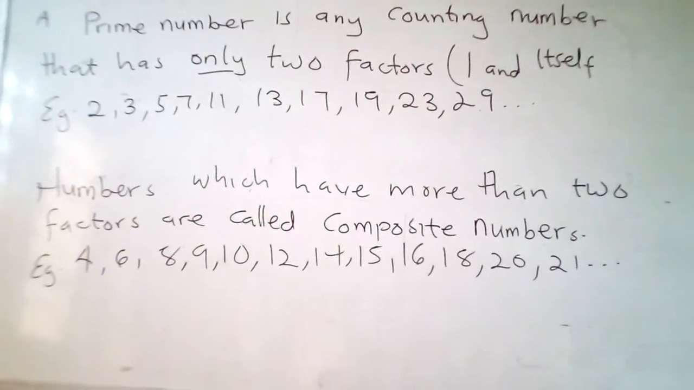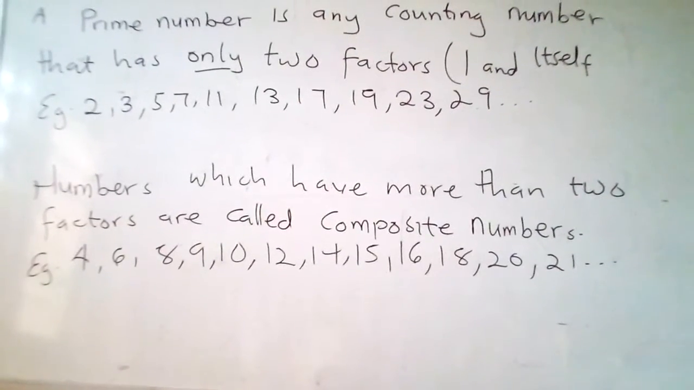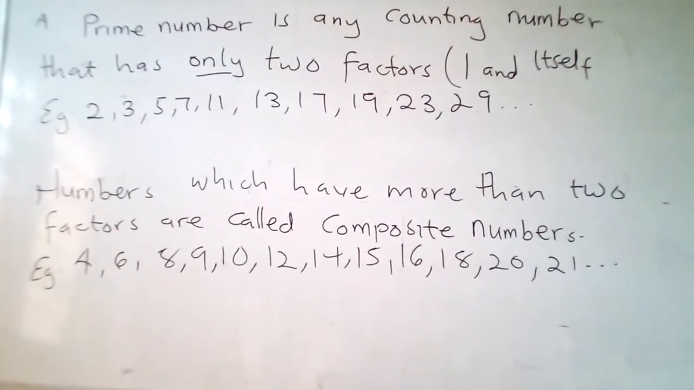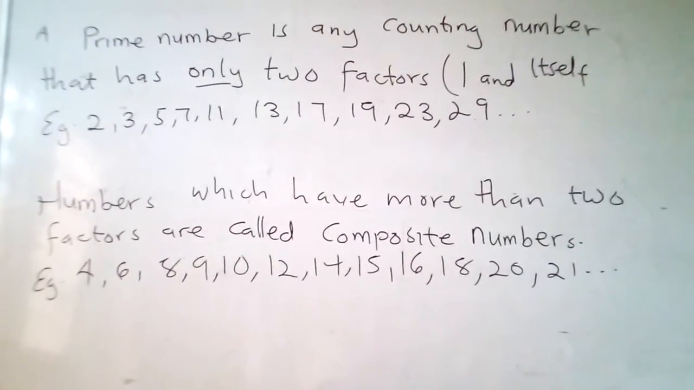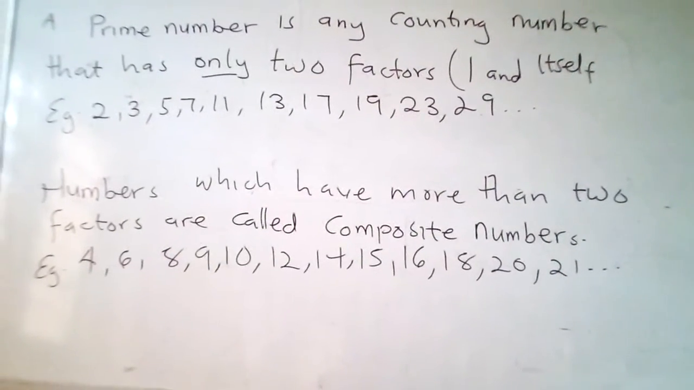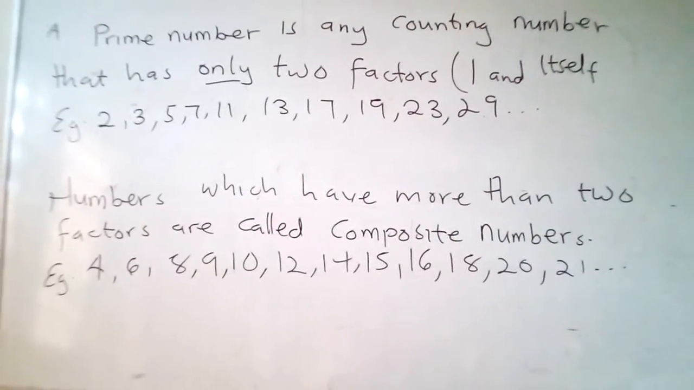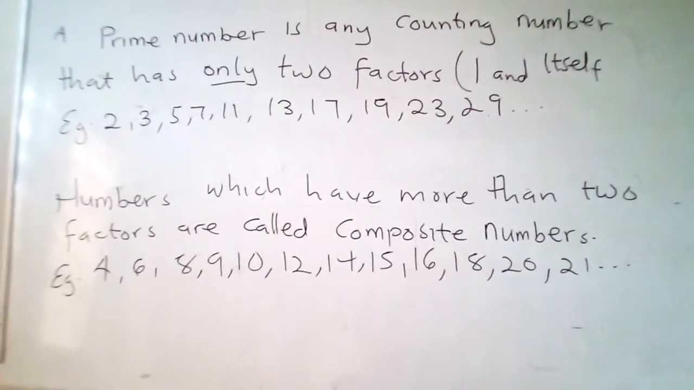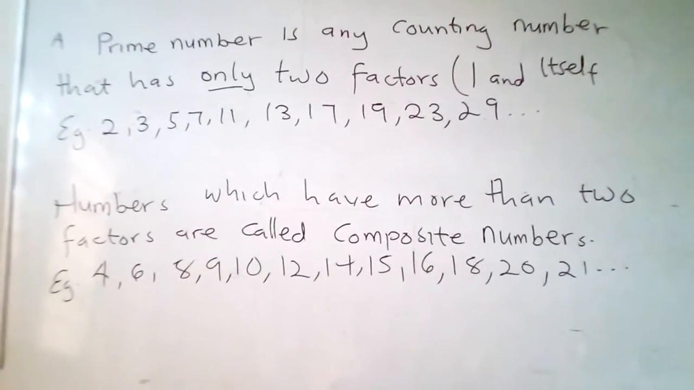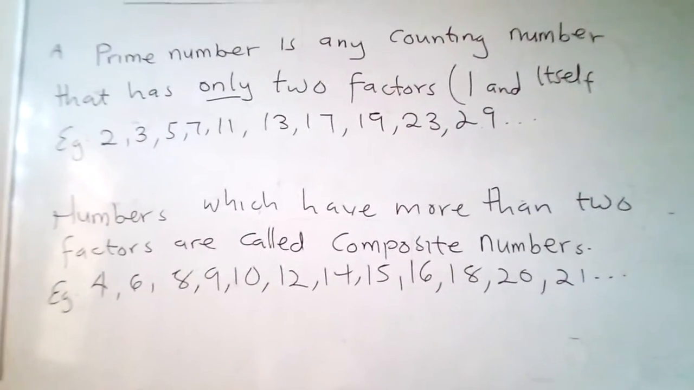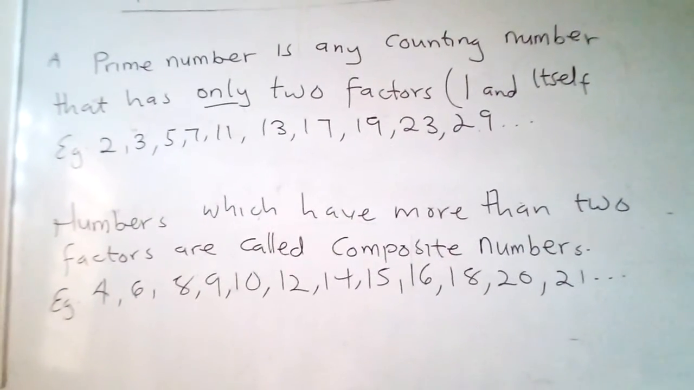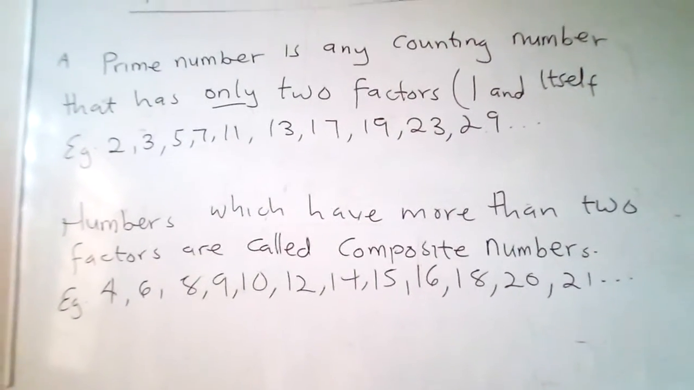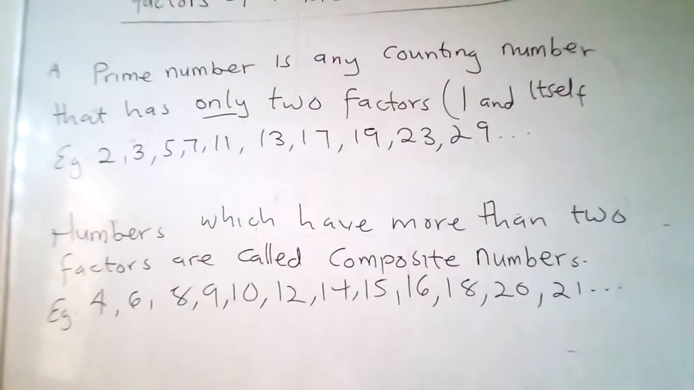Take 6: 1 times 6 will give you 6, and 2 times 3 will give you 6. So it has more than 2 factors, and that number qualifies to become a composite number. 8 has more than 2 factors. 9 has more than 2 factors. 10 has more than 2 factors. So a number that has more than 2 factors becomes a composite number, and a number that has only 2 factors, that's why I have underlined only 2, becomes a prime number.